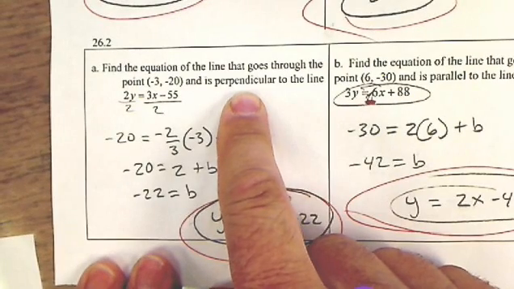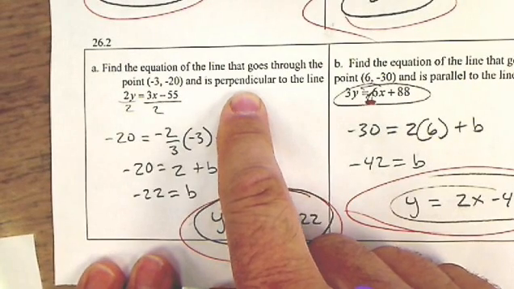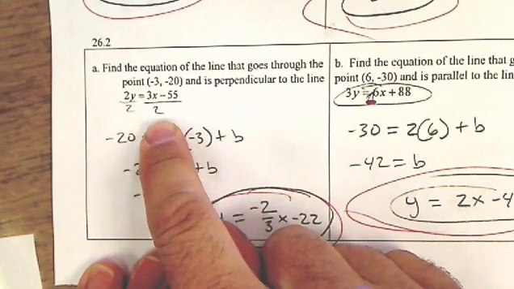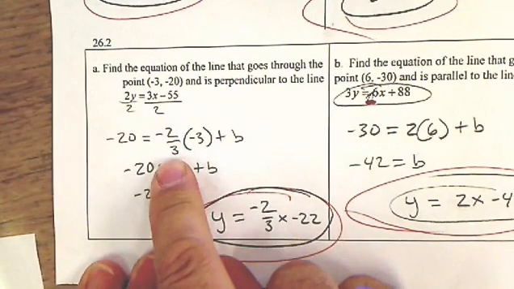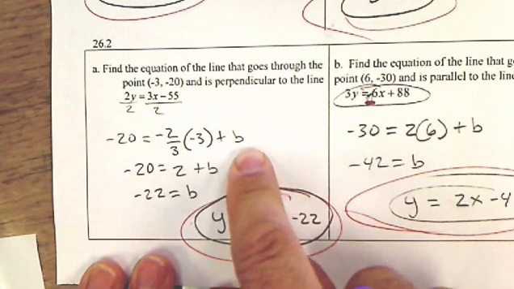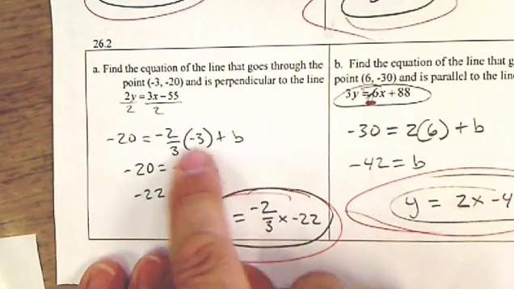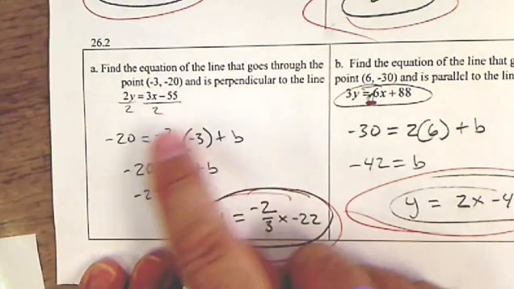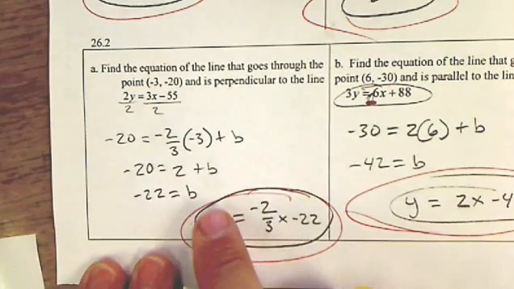Perpendicular tells you the slope is the opposite reciprocal. So 3 over 2 is now -2 over 3. You don't know the y-intercept, so you throw down a b. Plug in the points. Plug in the coordinates from that point. Solve, and there's your equation.